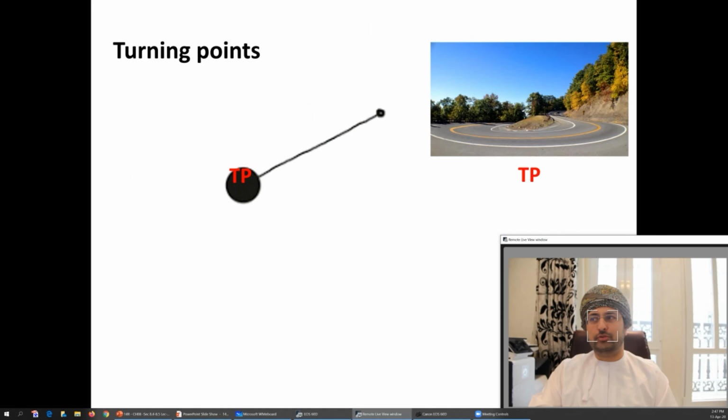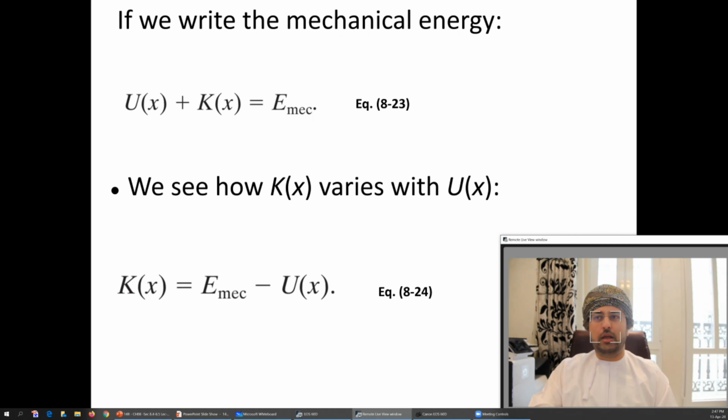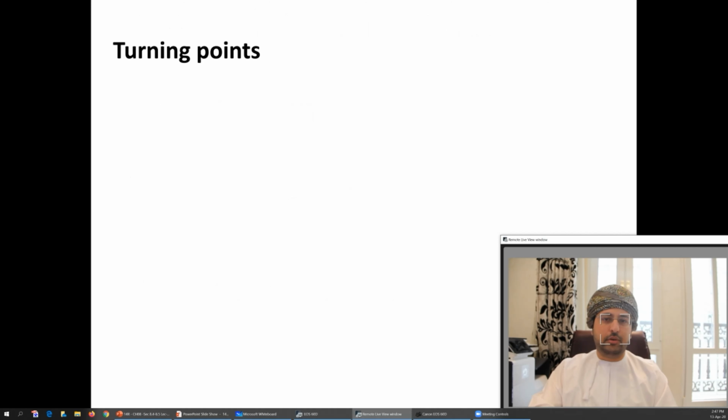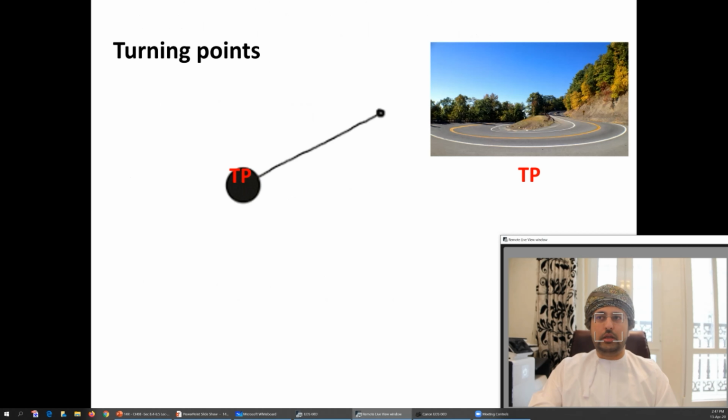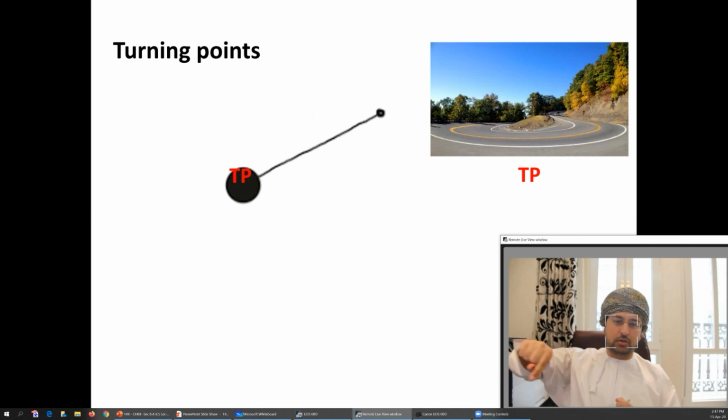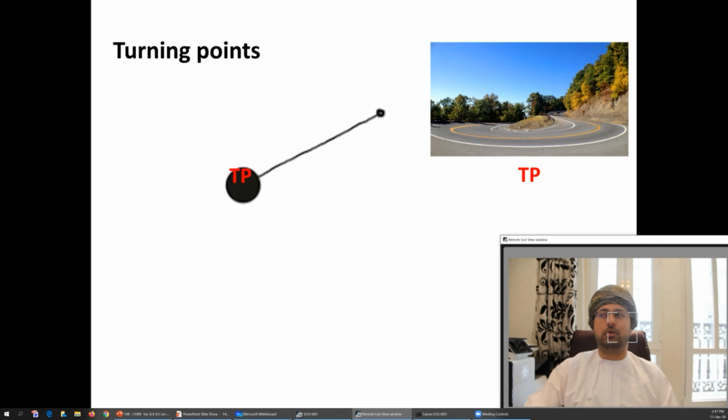Why is that useful? Let's take an example. Let's look at turning points. You're driving your car, and at some point, you have a rather steep curve in the road. Those of you who go on to Amrat often will know what I'm talking about.